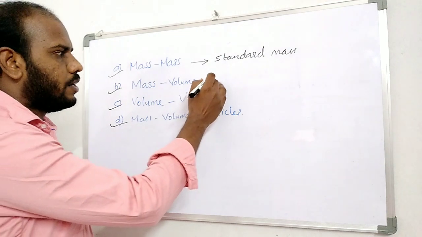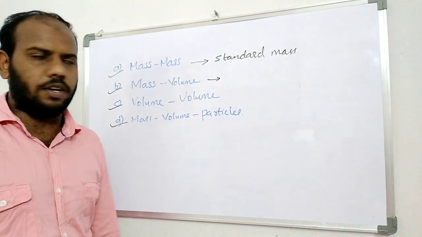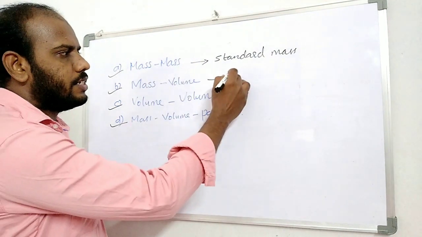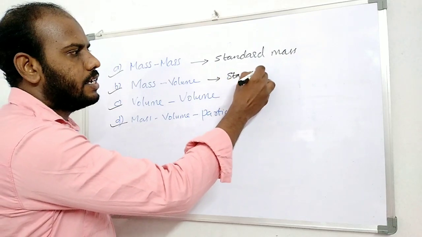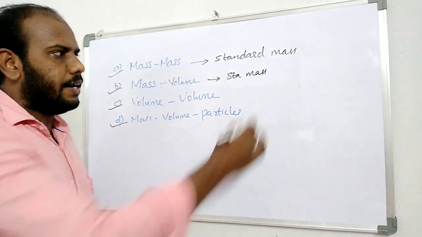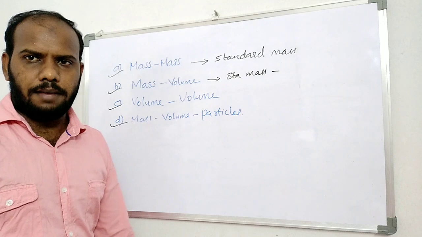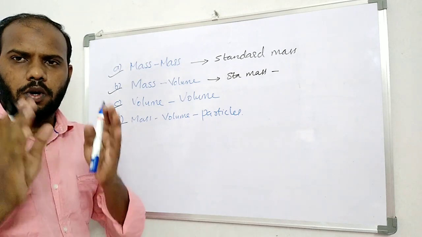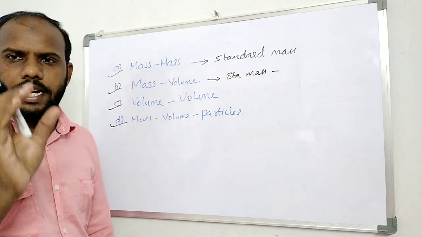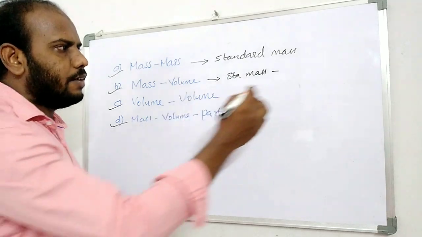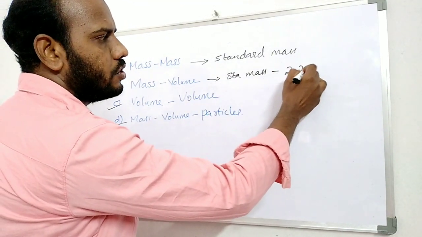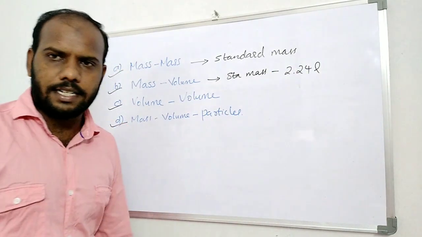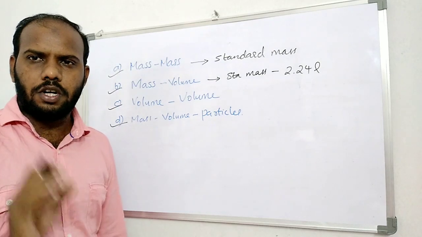Okay. So the next one, the mass-volume. Same as the mass, you take a standard mass, and compare it with its volume. Remember, every molecule, compound or element has one standard volume. The standard volume is 22.4 liter. This is the standard volume of an element or compound.